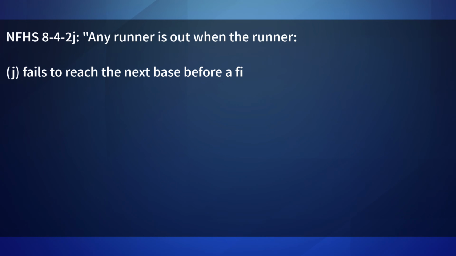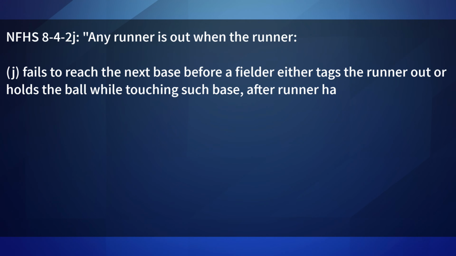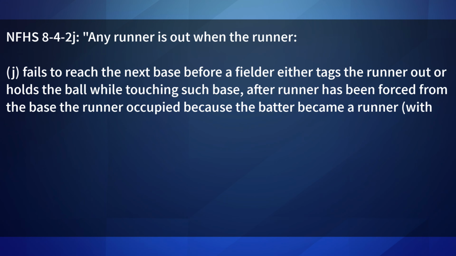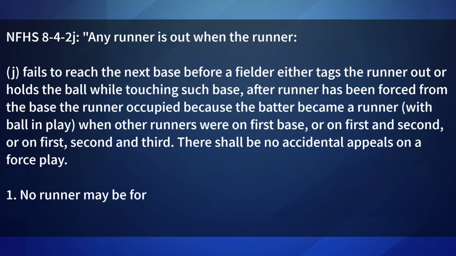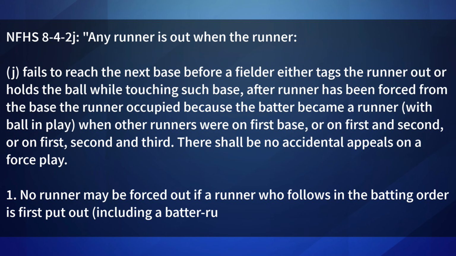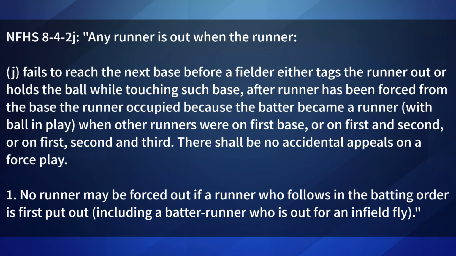We can also find more clarity on force plays in Rule 8-4-2J, which is pretty similar to the definition. Any runner is out when the runner fails to reach the next base before a fielder either tags the runner out or holds the ball while touching such base after a runner has been forced from the base the runner occupied because the batter became a runner with ball in play when other runners were on first base, or on first and second, or on first, second, and third. There shall be no accidental appeals on a force play.